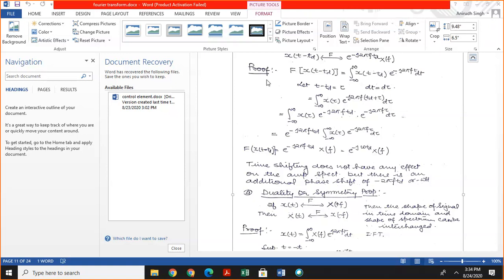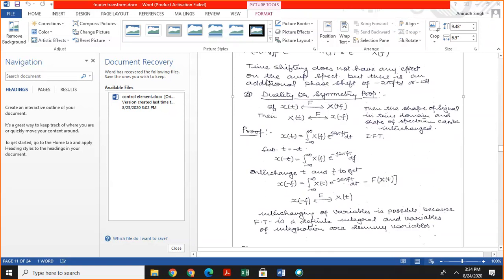Last time we were discussing time shifting. The next property of Fourier transform is duality or symmetry property. If x of t has Fourier transform X of f, then the shape of the signal in time domain and the shape of the signal in frequency domain can be interchanged.